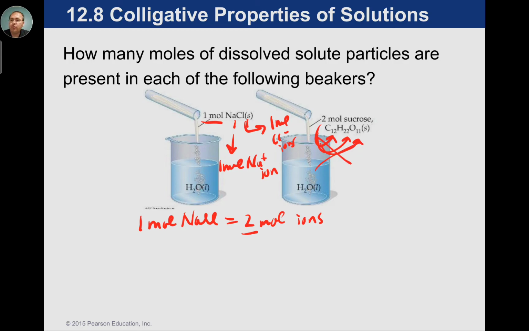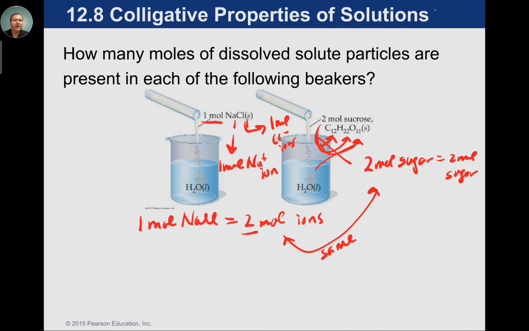When you put sugar into water, it can't separate into pieces like an ionic substance, sodium chloride, can. It's not an electrolyte. It can't break apart. It can't dissociate. So that really just means that 2 moles of sugar is equal to 2 moles of sugar. So in the end, 2 moles versus 2 moles, it's the same. So it's a trick question.